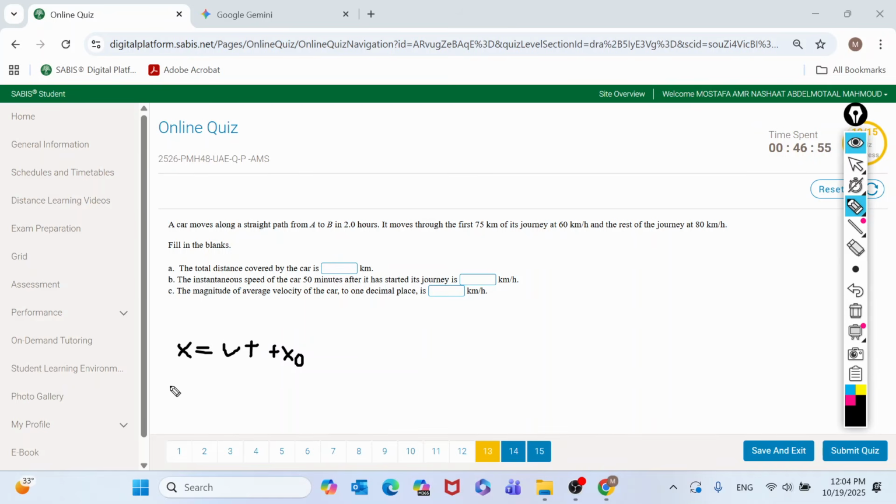So the car moves the first 75 kilometers. So 75 equals 60 kilometers per hour times t plus 0. So 75 equals 60 times t plus 0. You're gonna get 1.25.